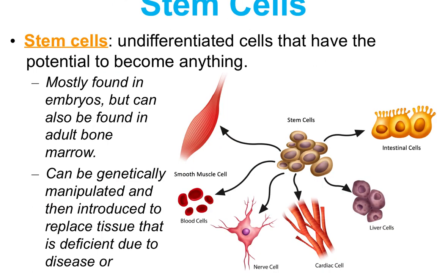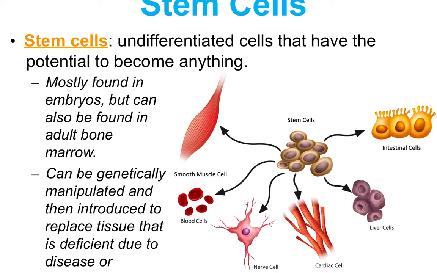You may have heard of stem cells. They've been in the news a lot lately. These are undifferentiated cells that have the potential to become anything. Most of the time they're found in embryos, but they can be found in adult bone marrow too. And we can genetically manipulate them and introduce them into places or tissues that have been damaged. Usually this is due to some sort of damage or disease, like muscular disease.